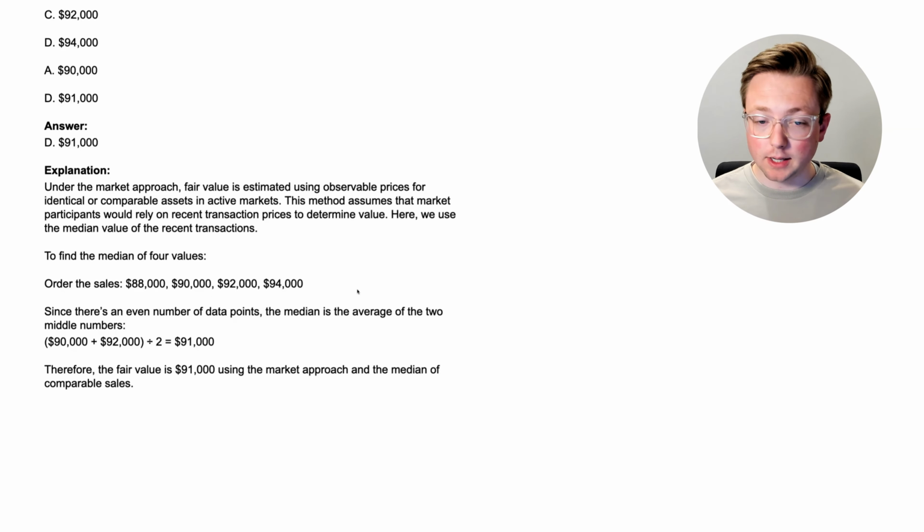But in this case, there was an even number of values. So again, 90,000 plus 92,000 divided by 2 to get the average gives us 91,000, and that is the median. Therefore, the fair value is 91,000 using the market approach and the median of comparable sales. So again, we learned how to calculate something with the median value with the market approach in this question. Now let's go to the next question.